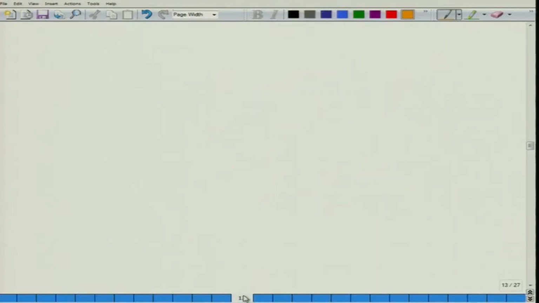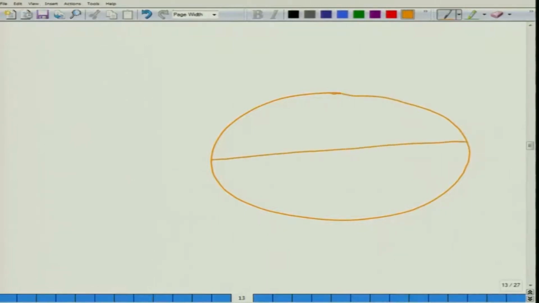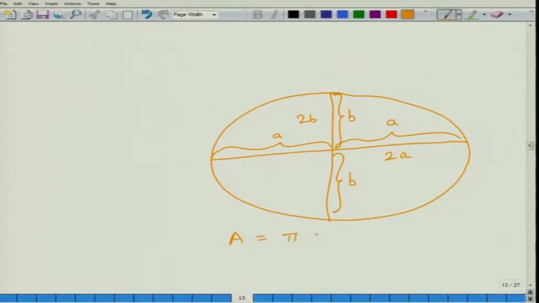At the same time, an ellipse is said to have two axes. This is called the major axis, and this is called the minor axis. Now, the major axis is generally represented by 2A, and the minor axis is represented by 2B. So, half of the major axis is A and half of the minor axis is B. The area of an ellipse is given by pi times A times B.